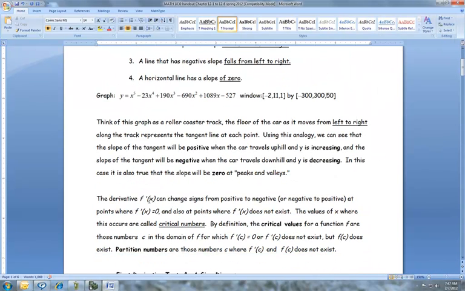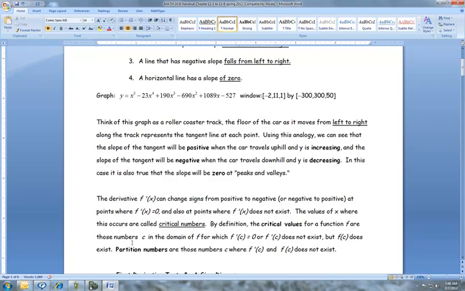The derivative, your f prime, your y prime, can change signs from positive to negative, or negative to positive, at points where the derivative is equal to 0, and also at points where the derivative does not exist. The values of x where this occurs are called critical numbers. By definition, critical numbers for a function f are those numbers c in the domain of the original for which my derivative of that value is either equal to 0 or it does not exist, but my original does.